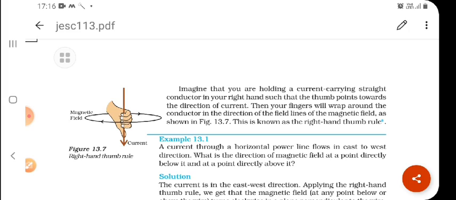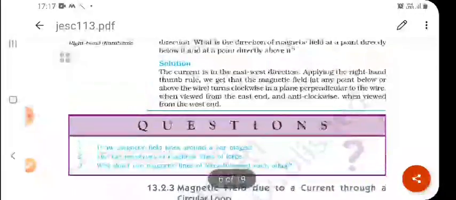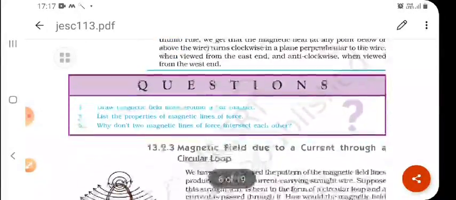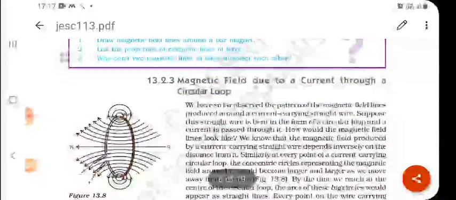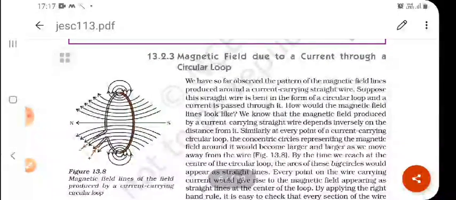So here we can find the direction through this right hand thumb rule, east, west or north, south directions. Now the magnetic field patterns. The patterns of magnetic field are shown in figure 13.8: the magnetic field lines of the field produced by a current carrying circular loop. Here the circular loop is placed.